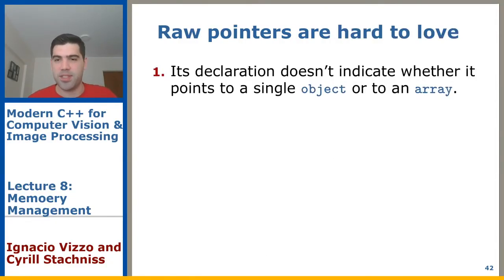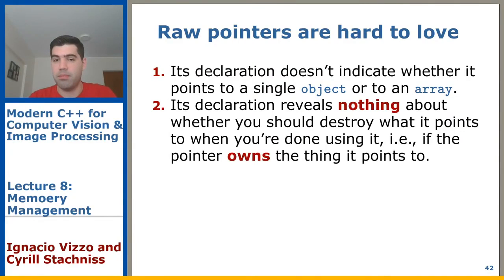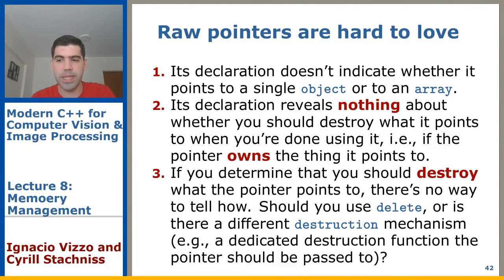So anyway, let's go deeply into this. Raw pointers are really hard to work with. Its declaration doesn't indicate whether it points to a single object or an array. So you can point to an array or a variable with the same pointer. Its declaration reveals nothing about whether you should destroy what it points to, or about the ownership of the pointer. So whenever you see the pointer in the program, you don't know if you need to free the memory. There's no real information about memory management on this.